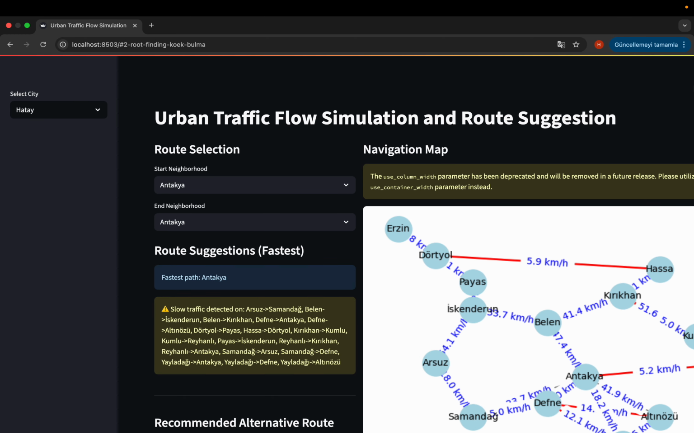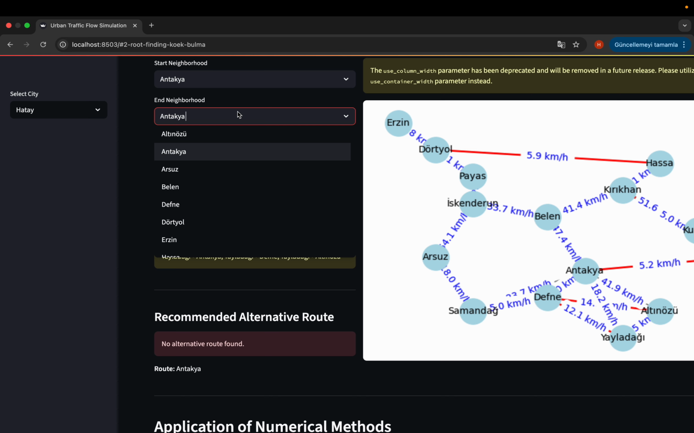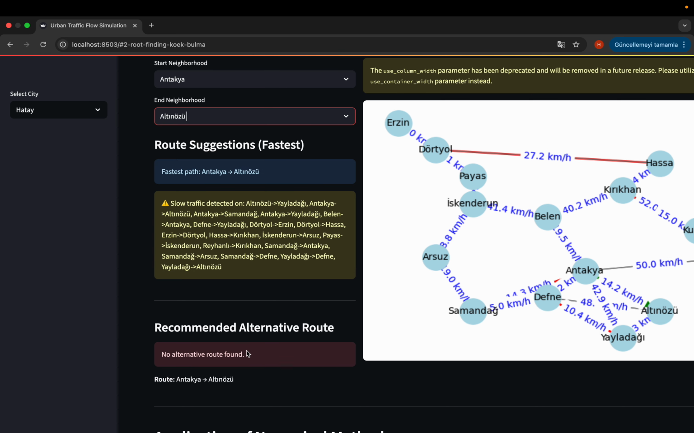And this: no alternative route found for the route Antakya, because it's the same. But for the route Antakya to Altınözü.